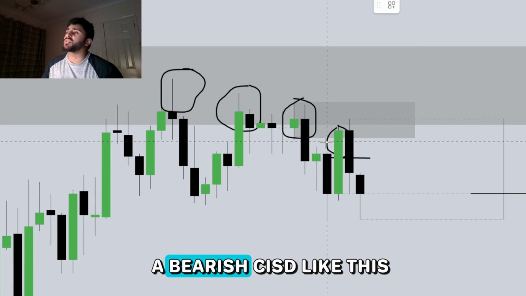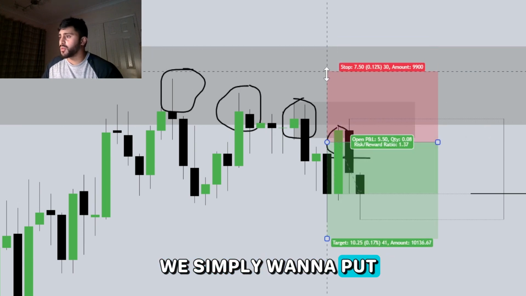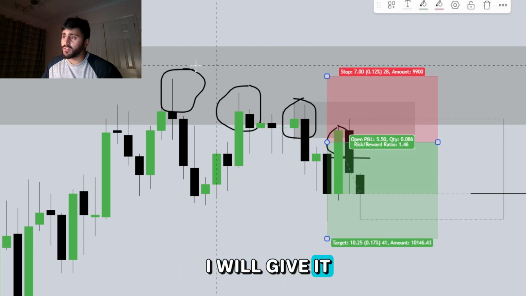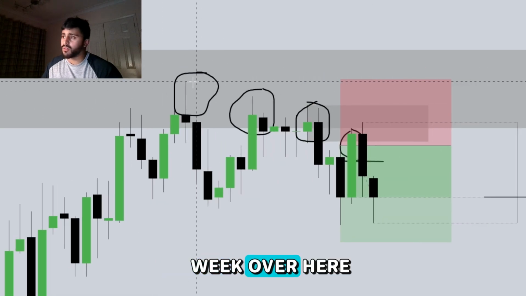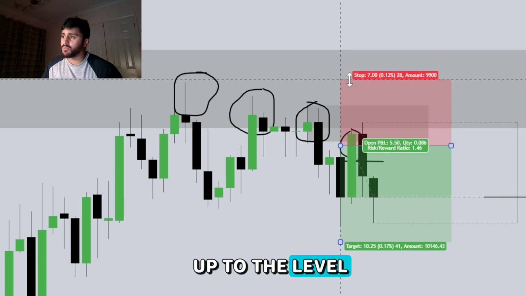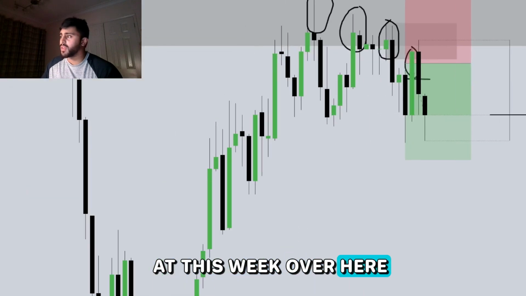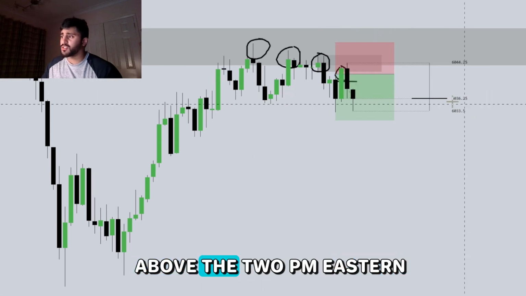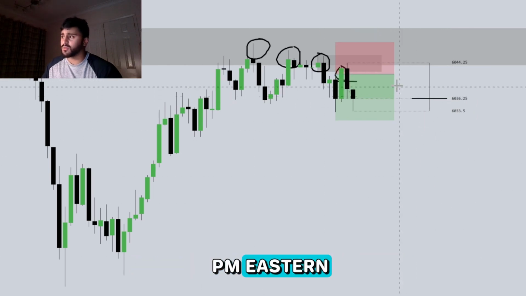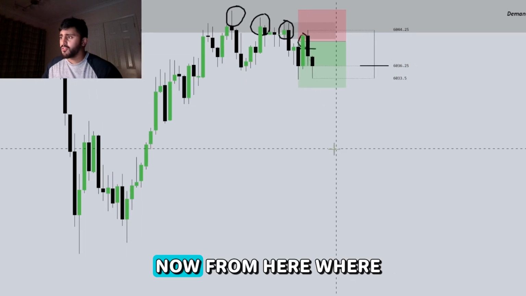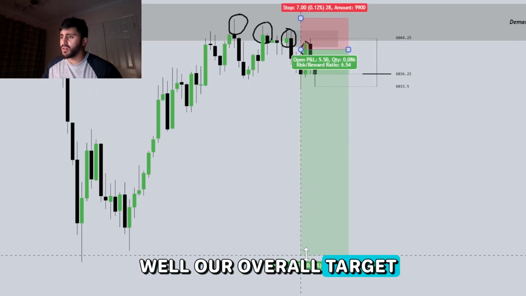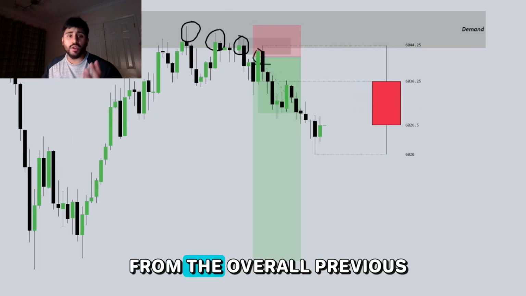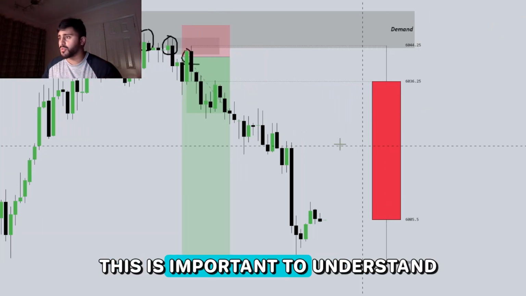Now when we have a bearish CISD like this, we simply want to put our stop loss. I wouldn't keep a stop loss this tight myself. I would give it a little bit of breathing room, give it to this wick over here. You can even give it all the way up to the level, but I'll keep it at this wick. Now from here, notice how we're selling above the 2 p.m. Eastern. This is the 2 p.m. Eastern. We're selling slightly above that. Now from here, where do we look to target? Well, our overall target will be the first low down here. So we're looking to target the lows from the overall previous session. This is important to understand.